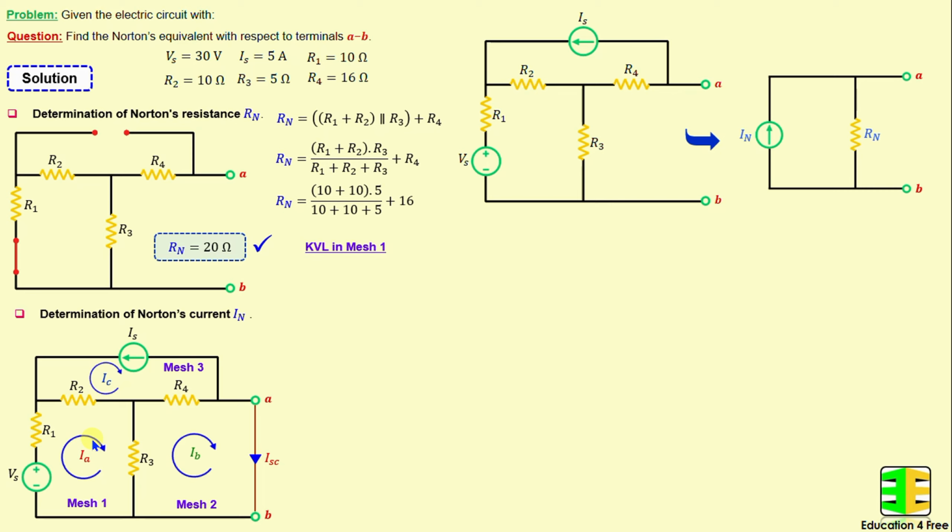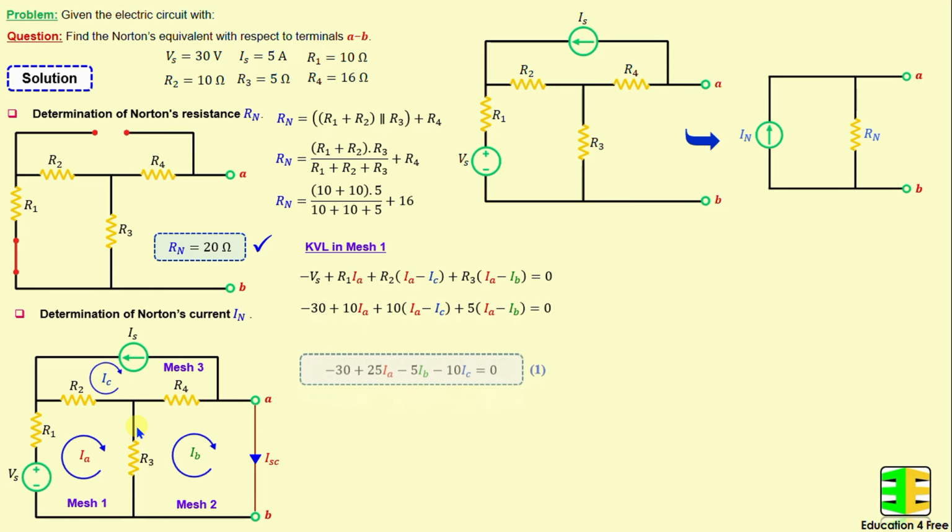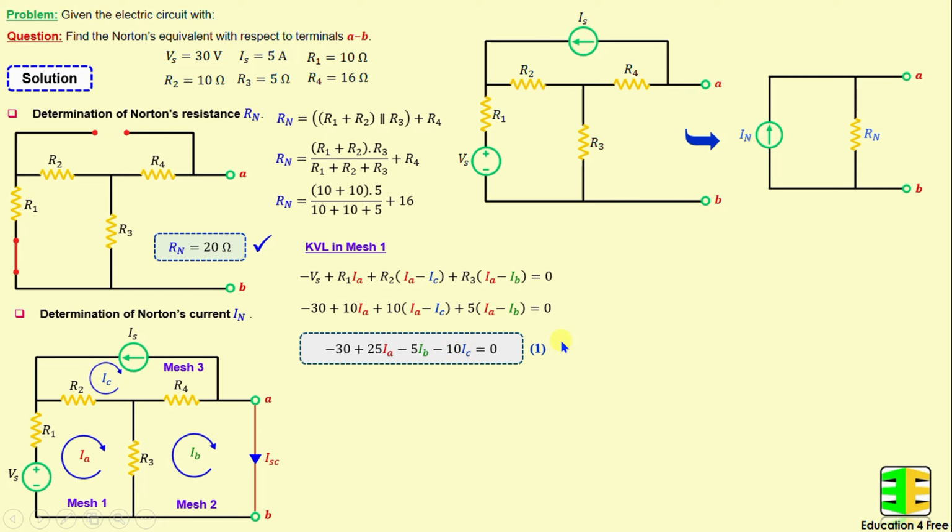By applying Kirchhoff's voltage law in mesh 1, we can write negative Vs plus R1 times IA plus R2 times (IA minus IC) plus R3 times (IA minus IB) is equal to 0. And if we replace the resistors and the voltage with their numerical values and continue simplifying this equation, we obtain negative 30 plus 25 times IA minus 5 times IB minus 10 times IC is equal to 0.